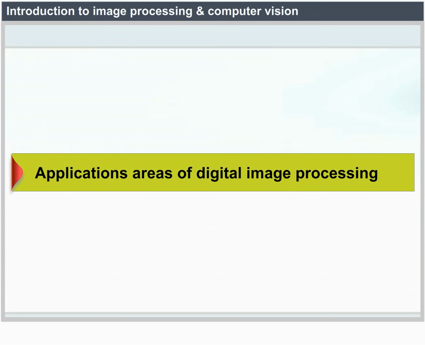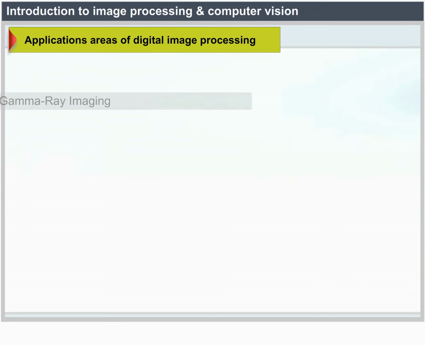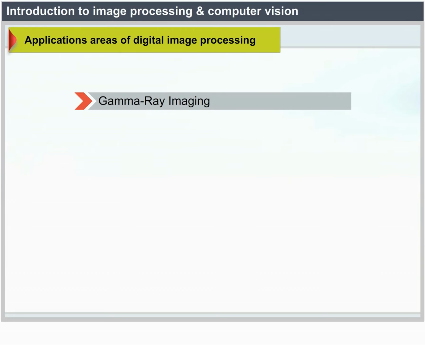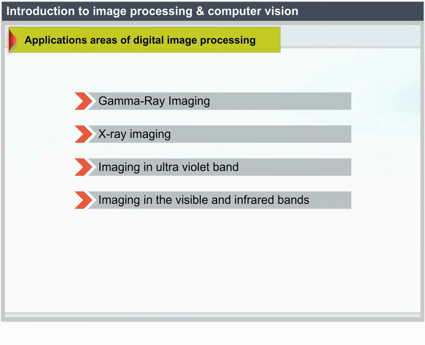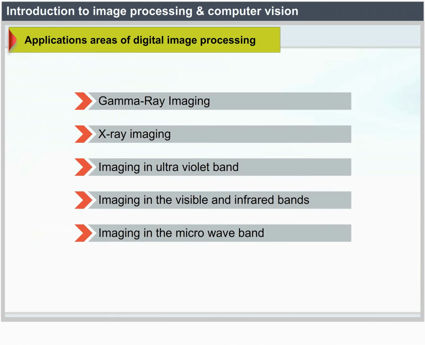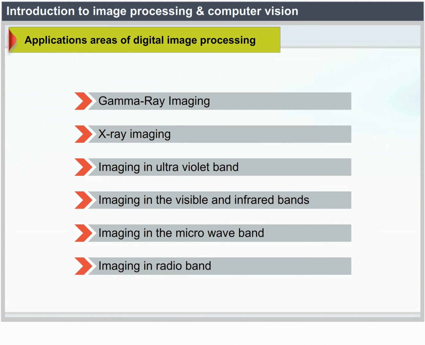Applications of digital image processing: gamma ray imaging, X-ray imaging, imaging in ultraviolet band, imaging in the visible and infrared bands, imaging in the microwave band, imaging in radio band.